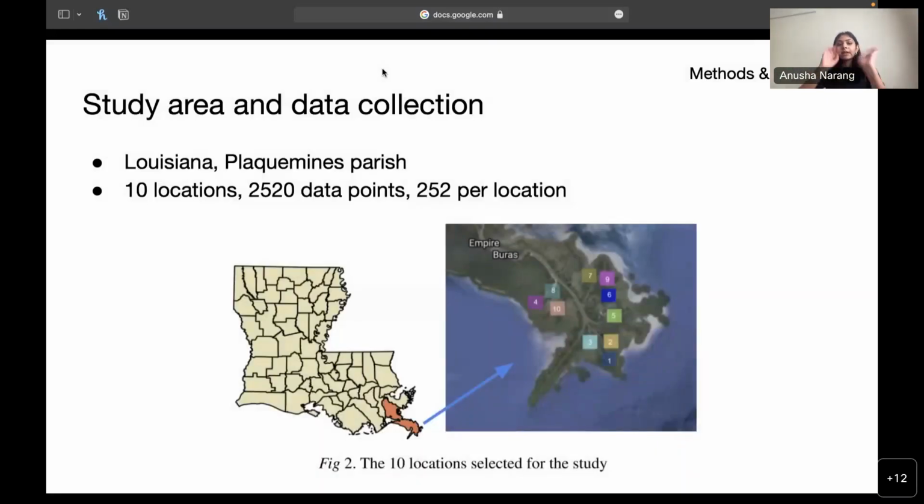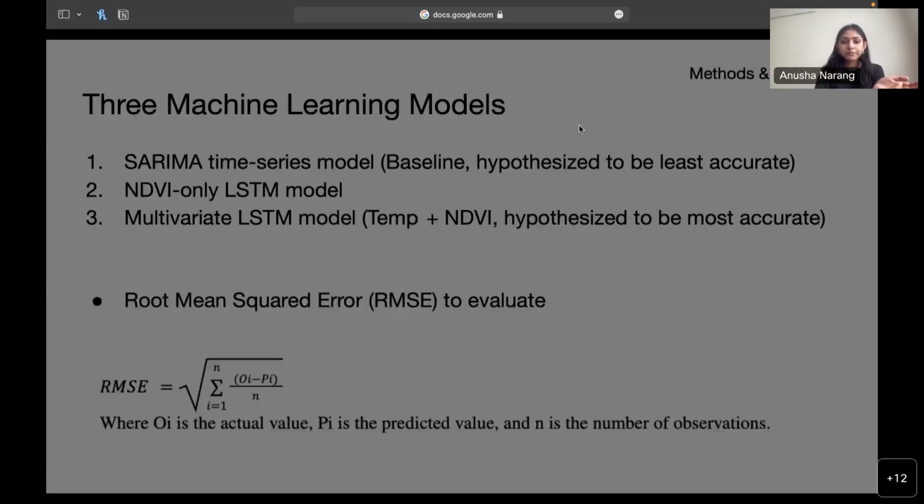So for my study area, I chose the Louisiana Plaquemines Parish, specifically because wetlands there are in a lot of danger, and additionally because oil is a major industry in this area, which has also put the wetlands in danger. And so what I did is I used Google Earth Engine, which is a publicly available data set. I took satellite images for the course of 21 years and calculated the average temperature values and monthly NDVI values for 10 locations, which resulted in 252 points per location. And so here's an image showing the different locations.